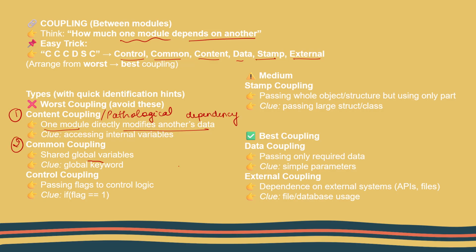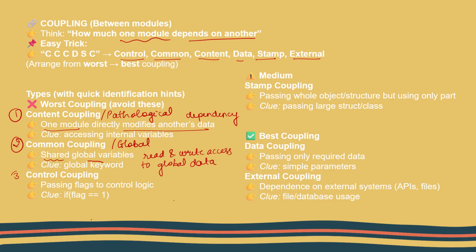Next is your common coupling. Common coupling is when multiple modules have read and write access to some global data. We also call it global coupling. Read and write access to global data, and it is a shared resource.